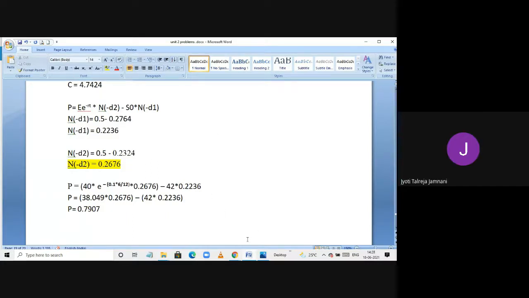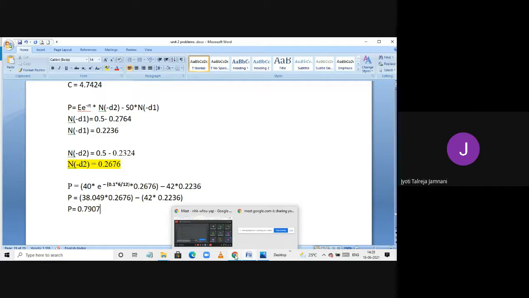We've done 2 sums today. We'll do the remaining sums in the next week's classes. If you have any doubts, you can ask. Otherwise, you can type the USN number and leave the meeting.